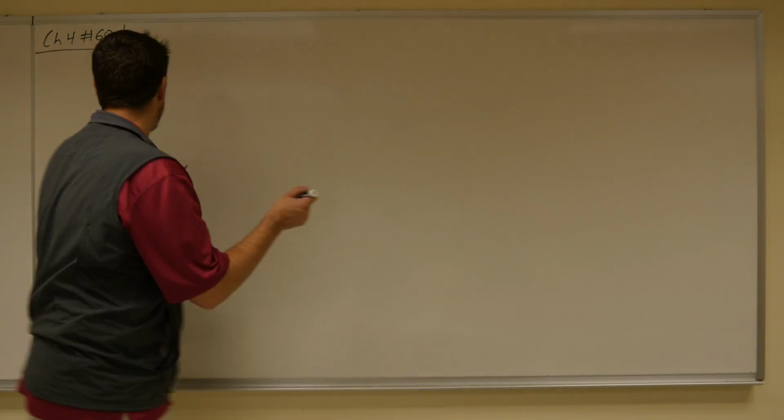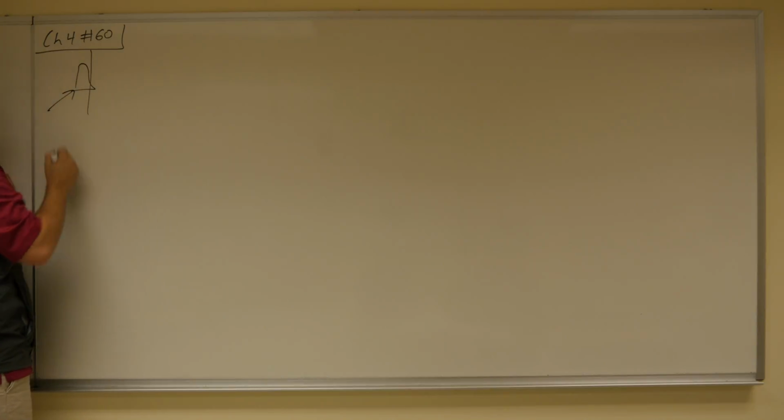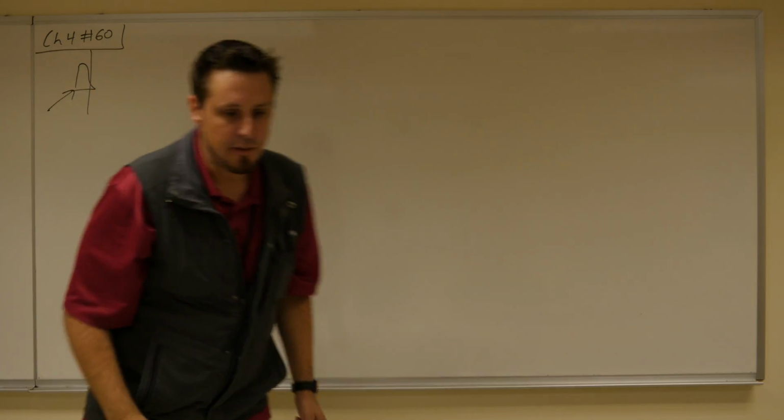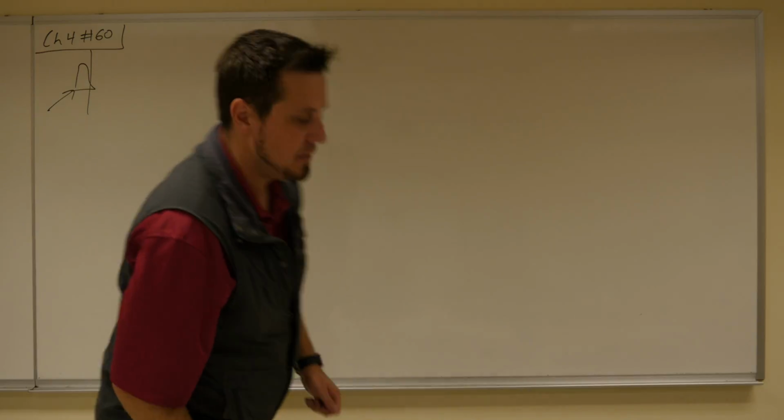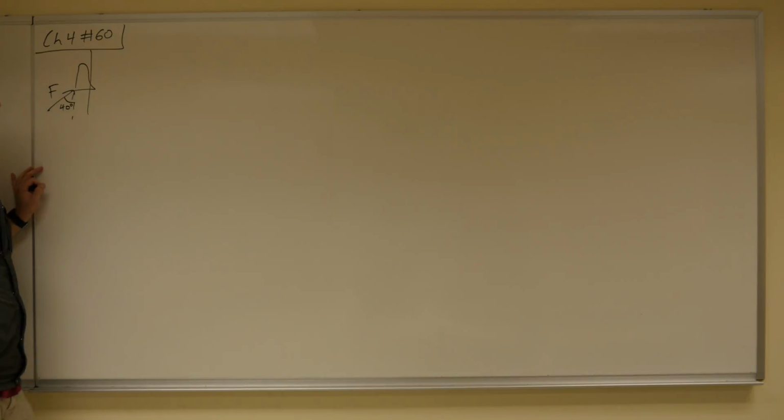So the picture's in the book. I'll add one up here as well. So there's the wall. There's our force, F. And there's an angle there of 40 degrees. So there's an angle here of 40 degrees. And this is F. Look in the book for the better picture.